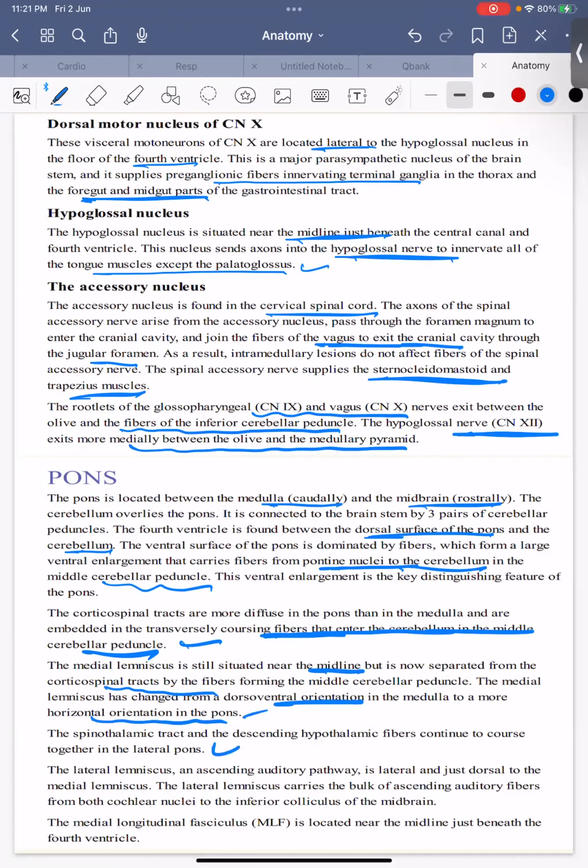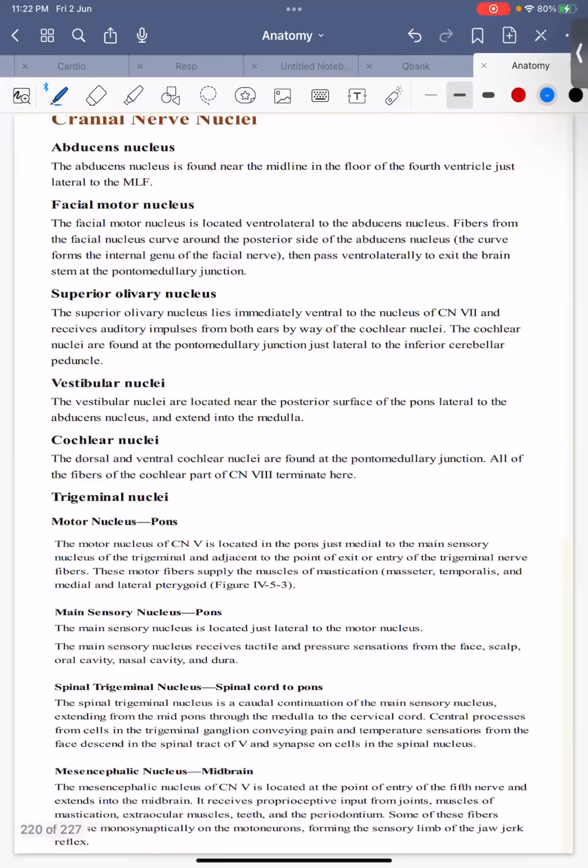In the lateral pons, you'll find the spinothalamic tract and descending hypothalamic fibers. The lateral lemniscus is lateral and just dorsal to the medial lemniscus. The lateral lemniscus carries the auditory fibers from the cochlear nucleus to the inferior colliculus of the midbrain for hearing. The medial longitudinal fasciculus is in the midline.